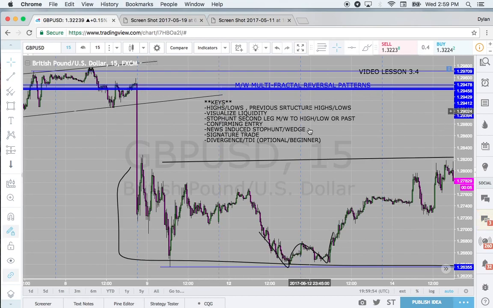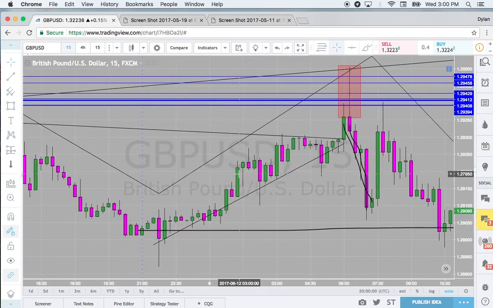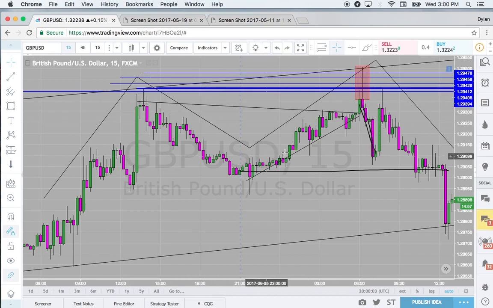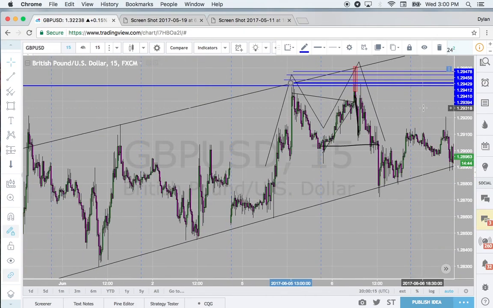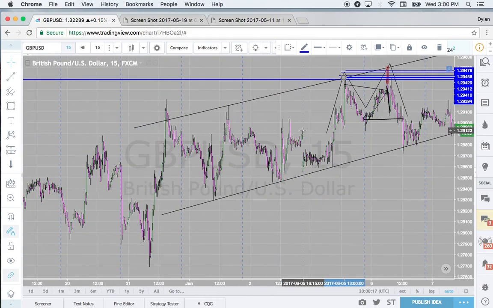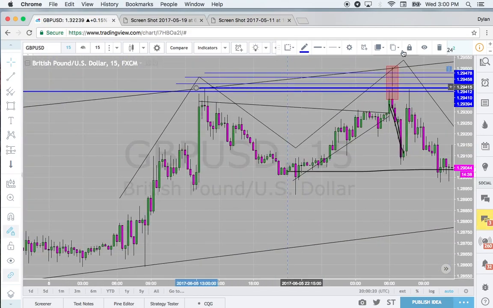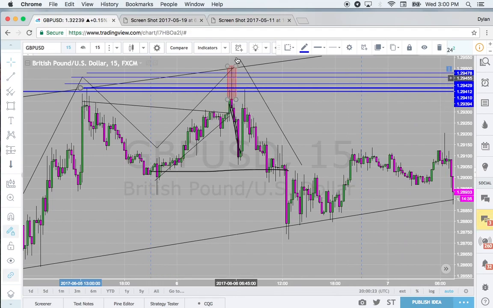Stop hunt second leg M or W to the high or low or past the high. We can see here the stop hunt of the second leg broke out to the high and actually surpassed this high, but the characteristics of an uptrend are creating higher highs. The higher high was created, but upon creating that higher high, that trap was also triggered and the liquidity was gathered and needed to be disposed of.